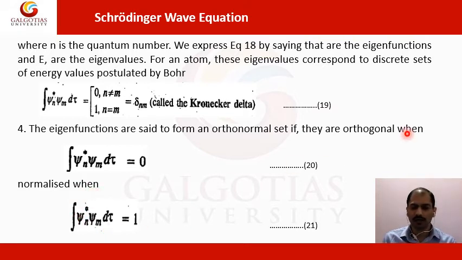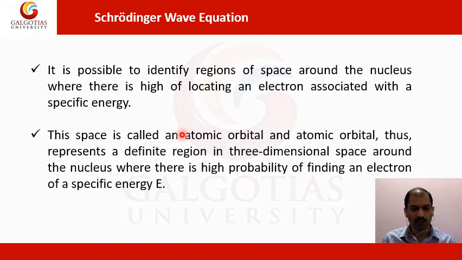So these 1, 2, 3, 4 conditions which we had discussed are very important to satisfy the particular postulates, or to satisfy the nature of the electrons as we discussed per the Schrödinger wave equation. So it is possible to identify the region of space around the nucleus where there is a high probability of locating an electron associated with a specific energy.